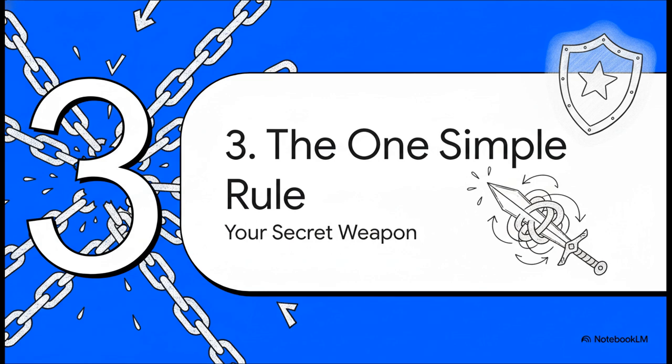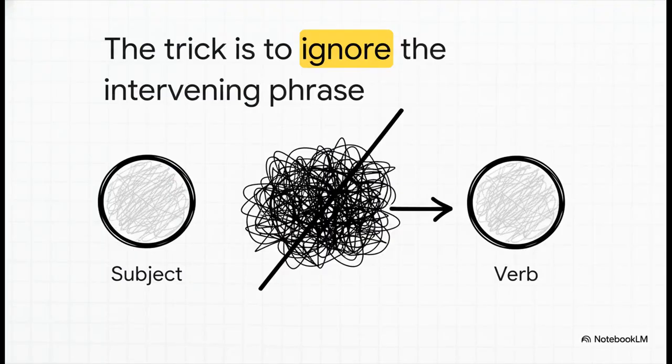There's one incredibly simple rule, your secret weapon, that just cuts through all the confusion. It makes you completely immune to this trap. That's it. Seriously. That is the whole trick. When you see one of those intervening phrases, just pretend it isn't there. Mentally, just cross it out. When you ignore it, you reveal the true, simple sentence that's been hiding underneath all along.